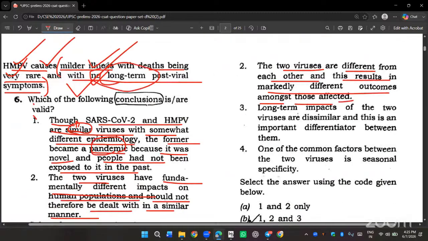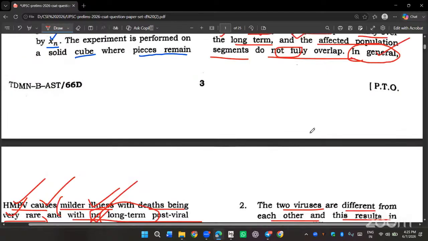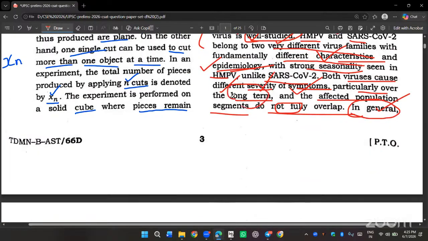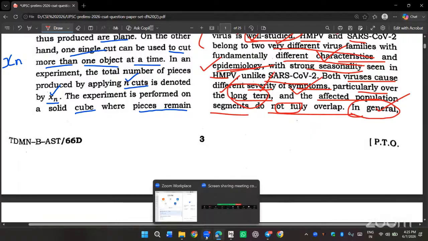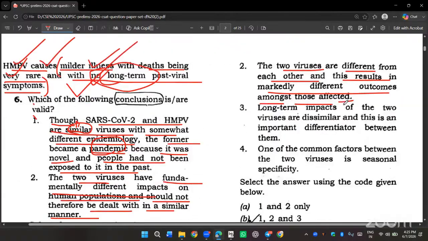Long term, short term. Here, no long term. Here, it is a long term. So, from this, what we infer, not the author, what we infer, yes, two viruses are different from each other, and this results in markedly different outcomes amongst those affected. Yes, I was affected by HMPV. So I had mild illness.